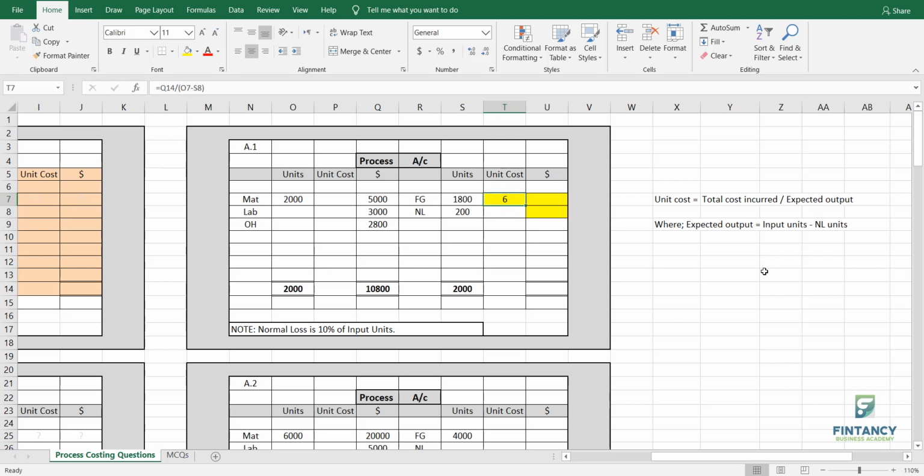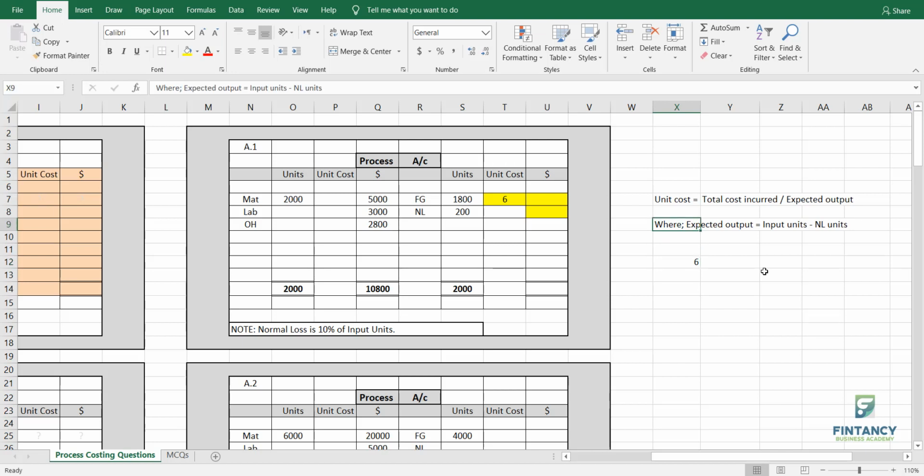Now see, if you want, you can also do like this. Let me show you how you can get 6. So you said, okay, my cost was 10,800 and my finished goods are 1800. So 6 coming again. Why? In this case, 6 is coming like this also because there is no abnormal loss and abnormal gain. That's why. But this is the wrong formula you have applied if you take the total cost divided by finished goods directly. No, because the formula is this one.